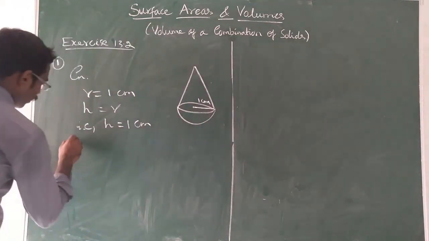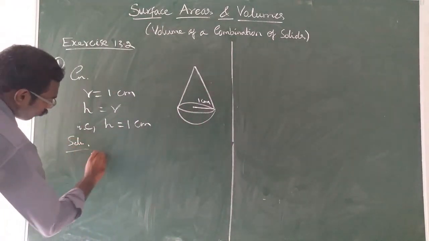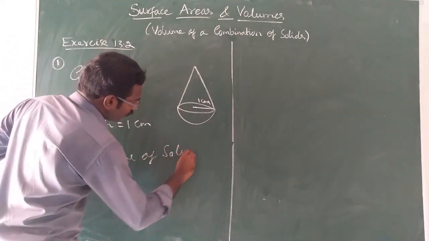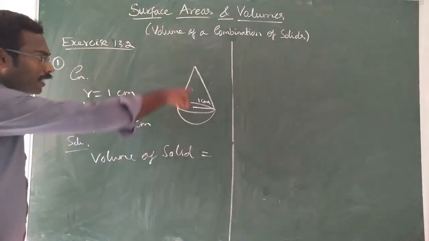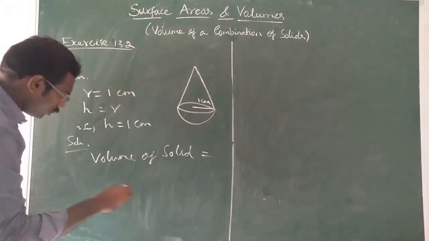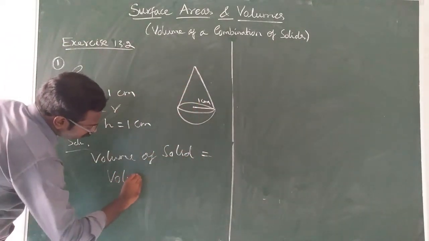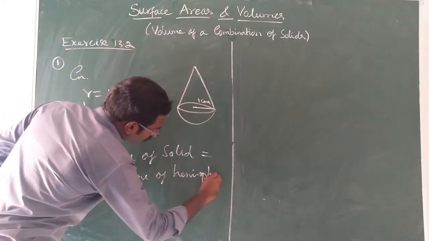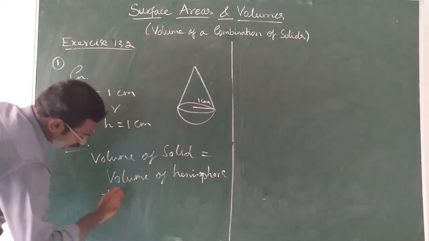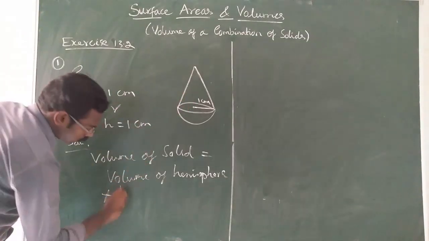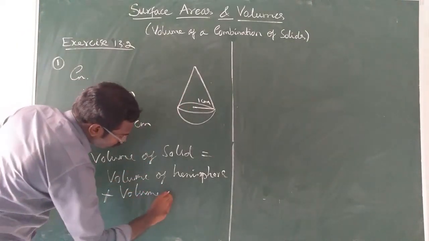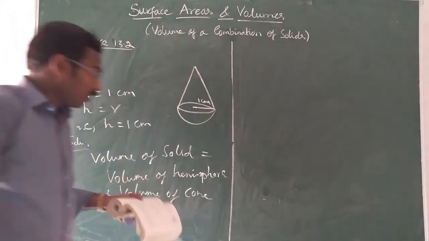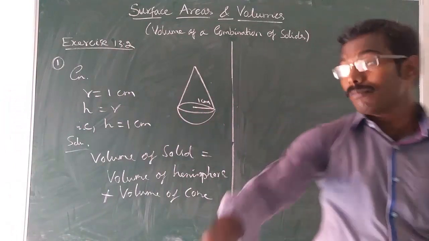Therefore, solution: volume of solid is equal to, how many shapes are there? Cone and hemisphere. So directly add, that is equal to volume of hemisphere plus volume of cone. Understood or not? Simple. Then you write the formula. You write the formula separately.